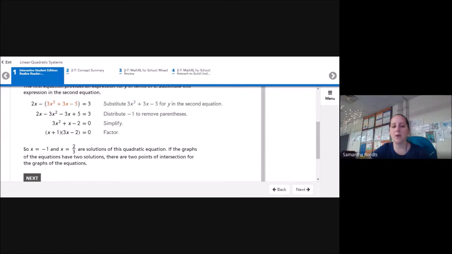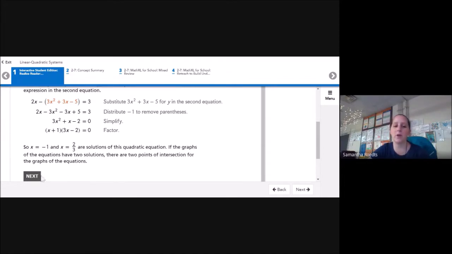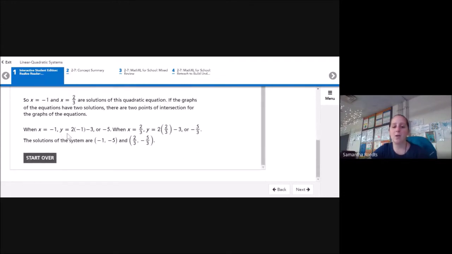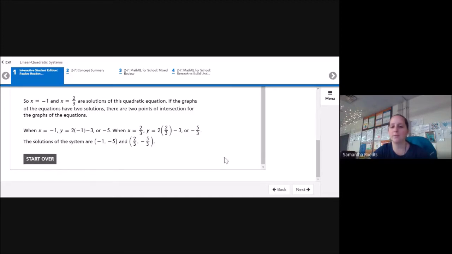If the equations have 2 solutions, there are 2 points of intersection for the graphs of the equations. So when x equals negative 1, y equals 2 times negative 1 minus 3, or negative 5. And when x equals 2/3, y equals 2 times 2/3 minus 3, or negative 5/3. So the solutions of the system are negative 1, negative 5, and 2/3, negative 5/3.